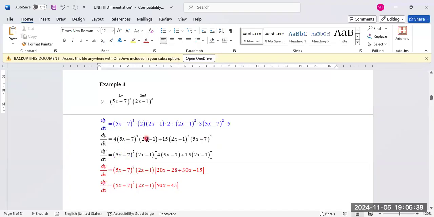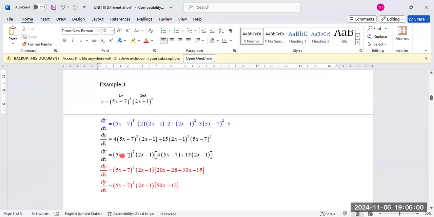And when I look at this now, 2x minus 1 to the first, and I look over here, I see 2x minus 1 to the second. So I'm going to factor out 2x minus 1, but I have to take out the smaller of the two, which is 2x minus 1 to the first. So this is the first stage of my factorization. Then I'm going to check to see what is left. Remember, I never took anything from this 4, so I'm going to write back the 4.